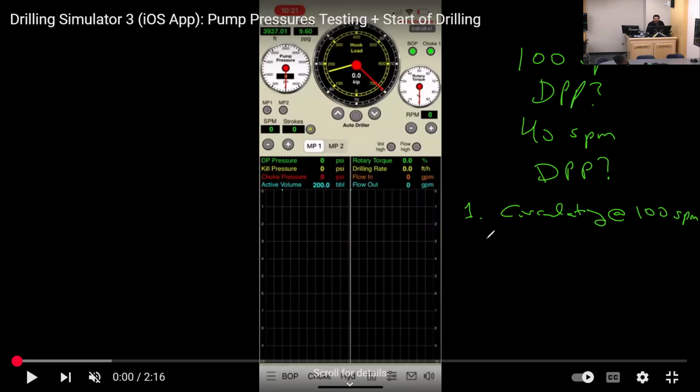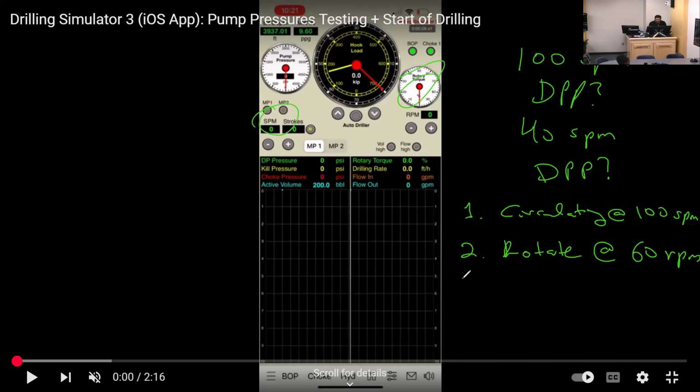Must it always be 100? No, it's just a standard. That's what I use in this one. It doesn't have to be. Step number 2, you're going to rotate. I rotate at 60 RPM, okay? So I will change this and then this.